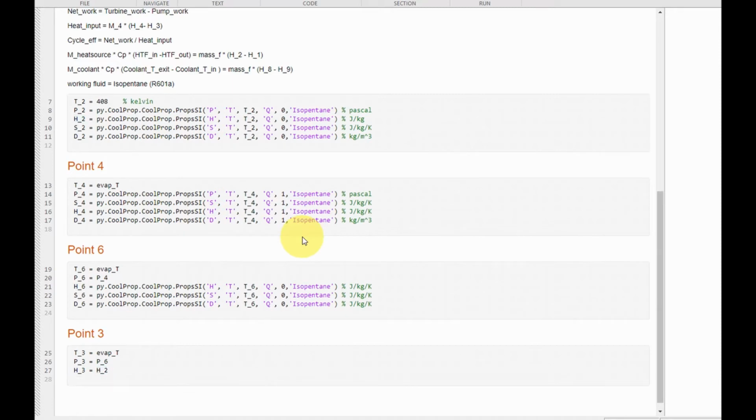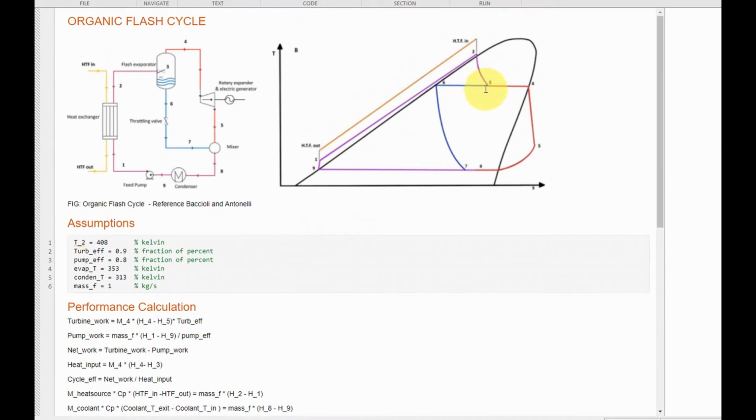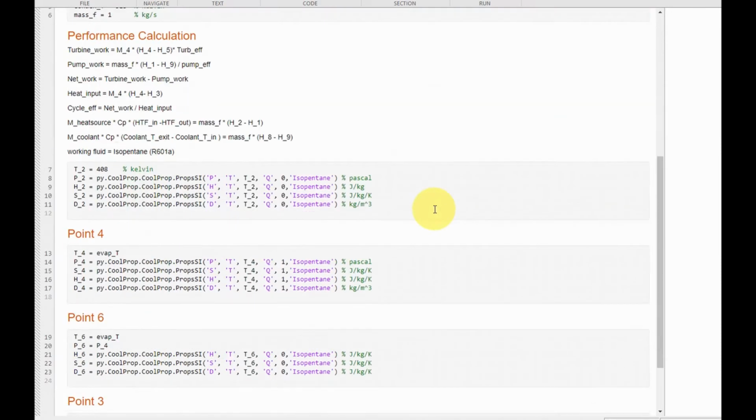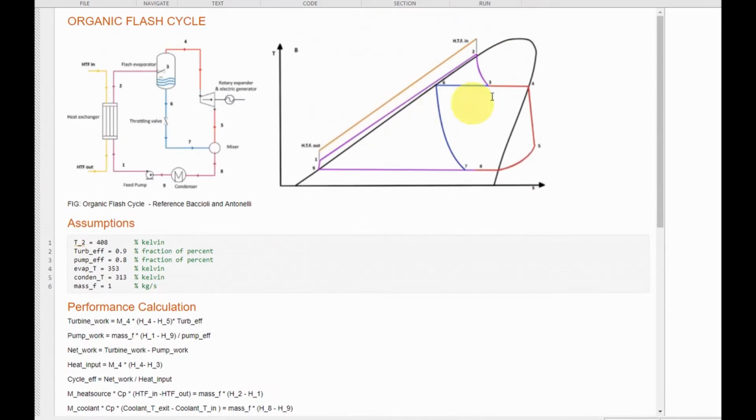So now we could quickly calculate the quality of the fluid. So let's find out what the quality of the fluid is at that point. So we could call this Q underscore 4. And there are two ways we can calculate the quality of the fluid here.